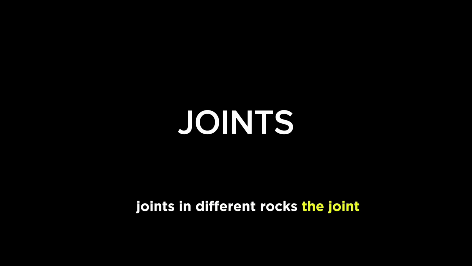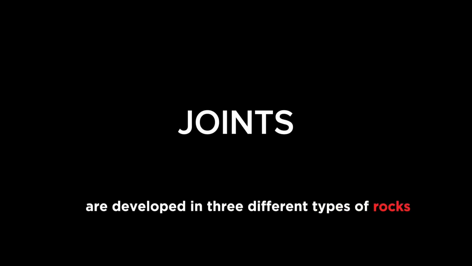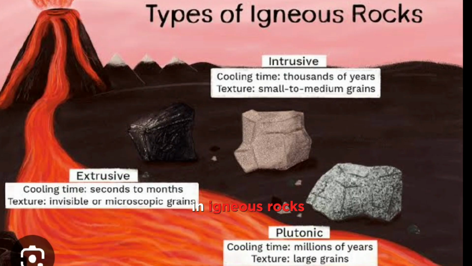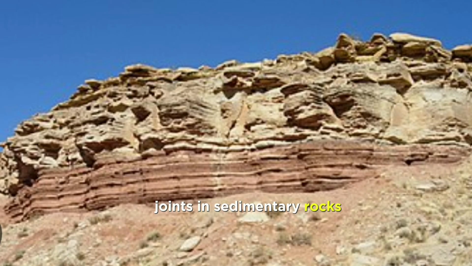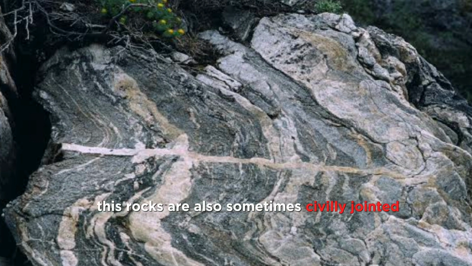Joints in different rocks. Joints are developed in three different types of rocks. First, joints in igneous rocks. Igneous rocks are jointed to varying degrees depending upon the conditions under which the magma has cooled down during their formation. Joints in sedimentary rocks. Generally, two sets of joints, more or less perpendicular to each other and also to the bedding of the rock, are developed in sedimentary rocks. Joints in metamorphic rocks. These rocks are also sometimes heavily jointed, although regularly exhibited jointing patterns are rather poor.